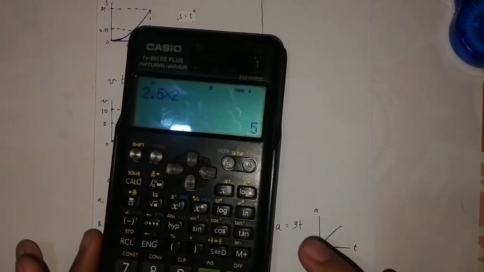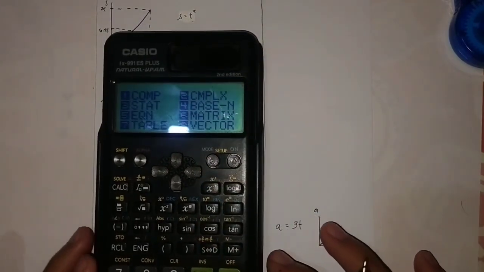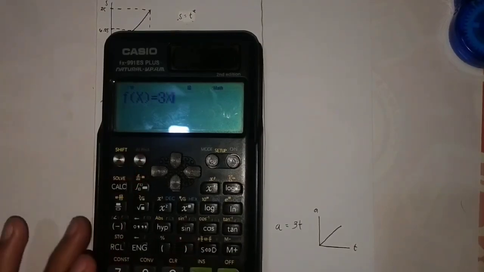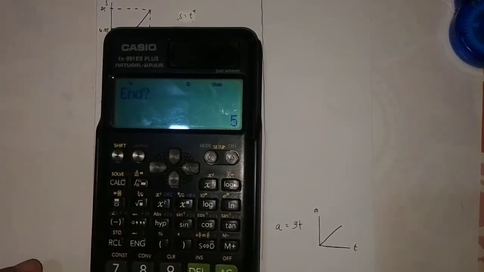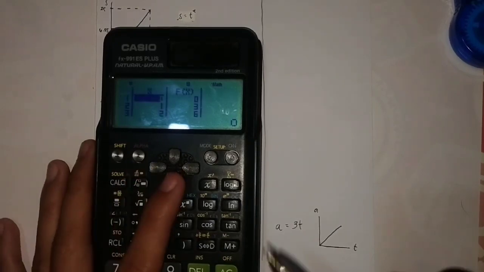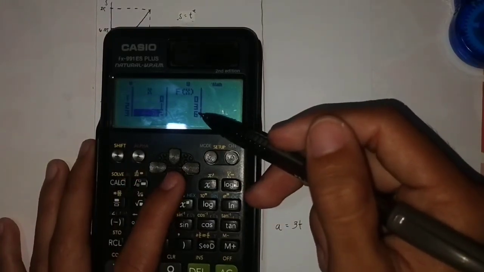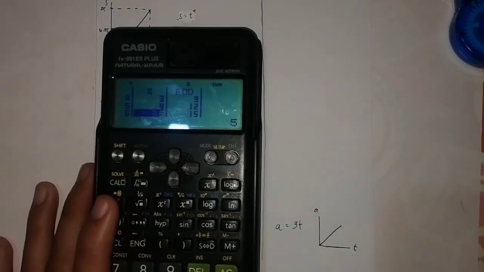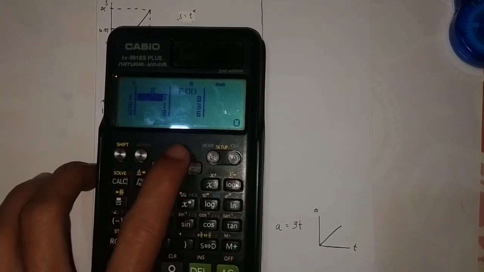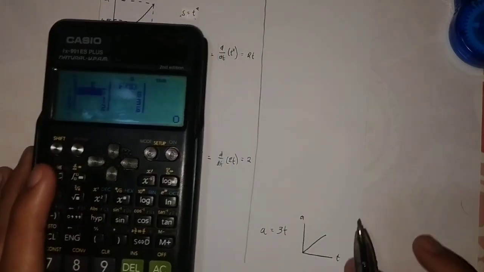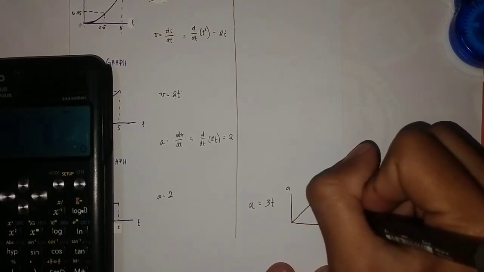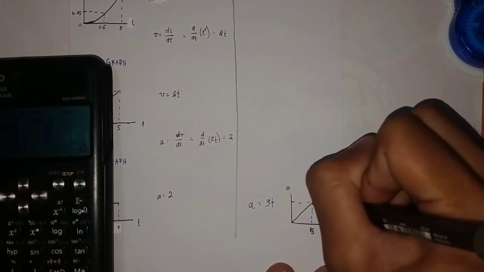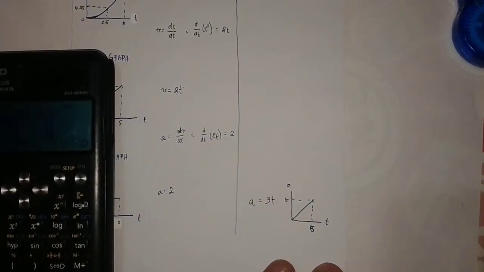So to further explain it, you can use your table to graph. We have 3t starting from 0 until, let's say, 5 seconds. We have 0, 3, 6, 9, 12, and 15. There are constant rates of 3 in every second. Therefore, your graph should be this. So at 5 seconds, your acceleration is 15 meters per second squared.